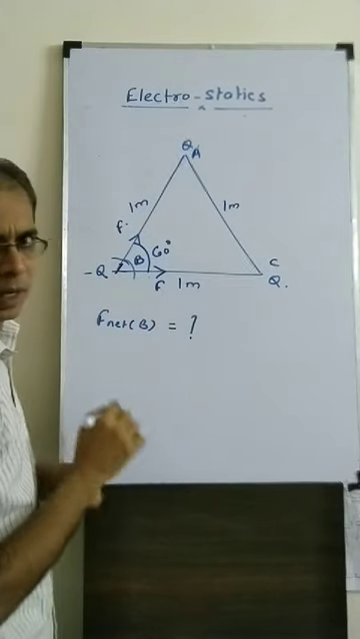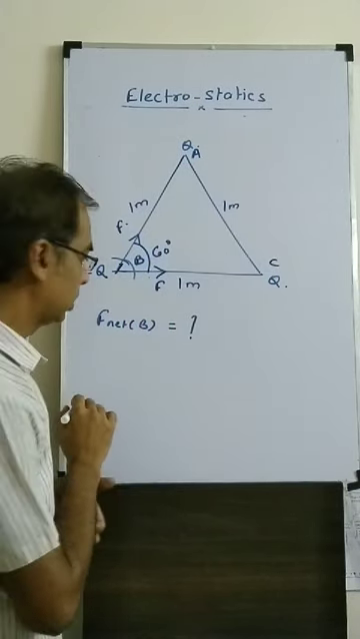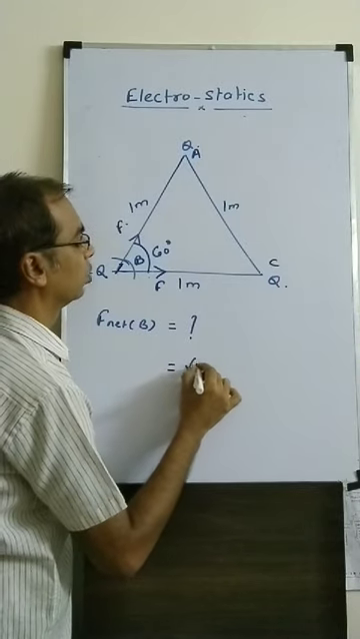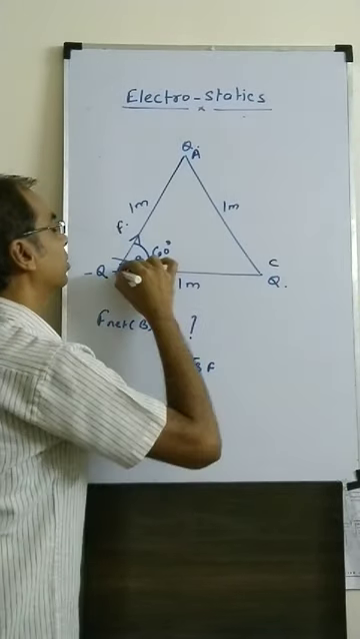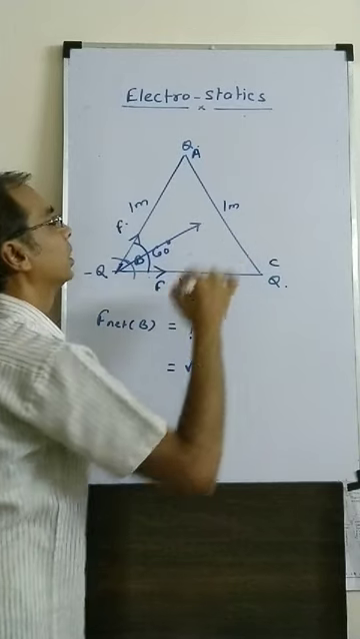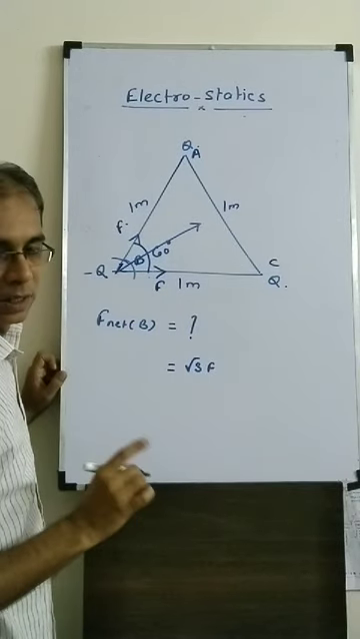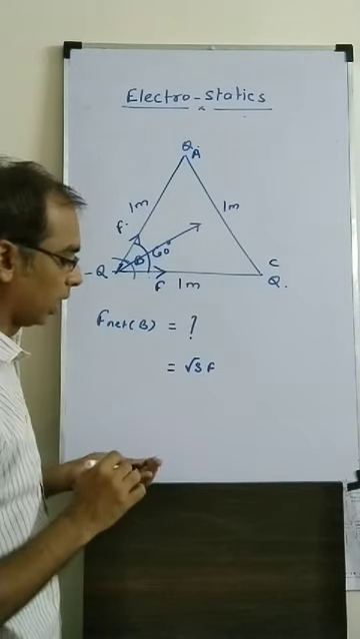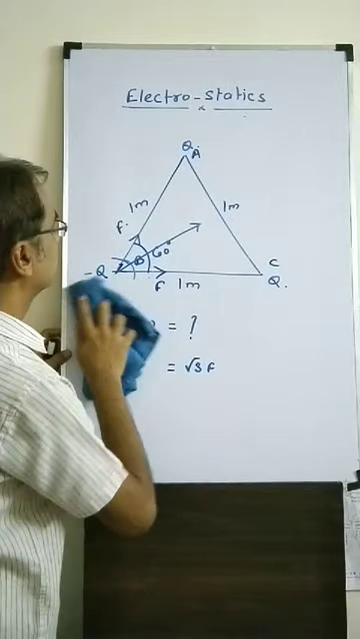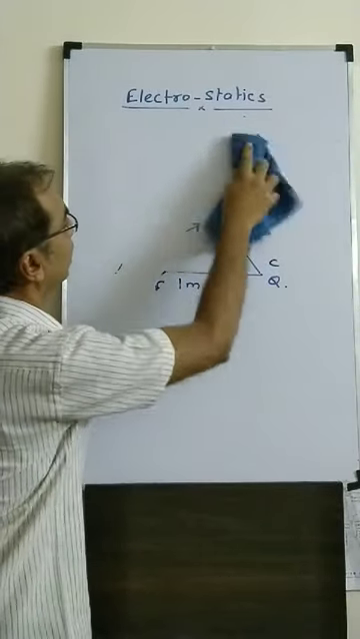So it means the magnitude will be same on B. Yes, magnitude is same. We get root 3 F only. But the direction this time is like this. This will be the net force. Is that clear? Same question again. Same configuration, same equilateral triangle, 3 charges.